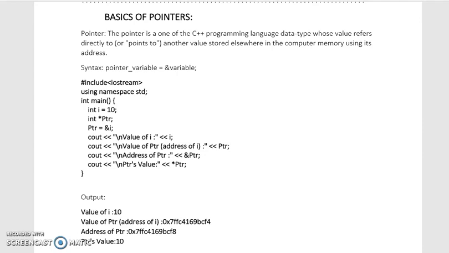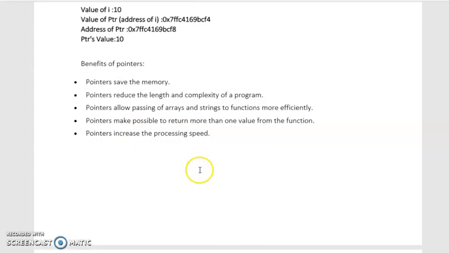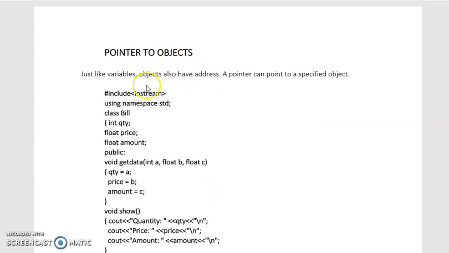Hello everyone. As a continuation of this module, we are moving on with the topics. So far we have learned the basics of pointers in this program. We saw what happens when we create a pointer and understood its purpose from this program. Then we looked into a program where a pointer, just like being connected to variables, can be connected to objects also.